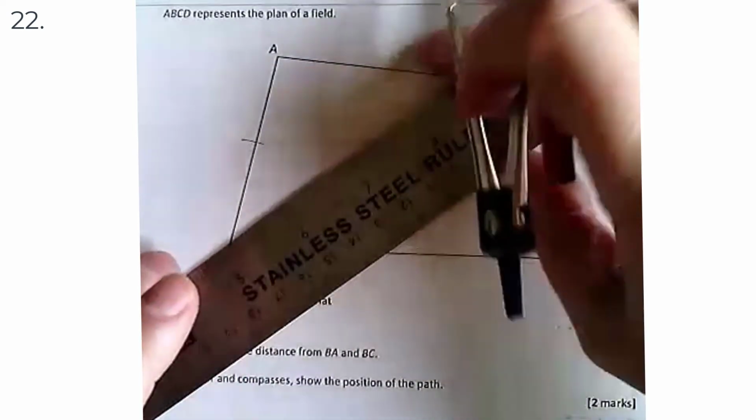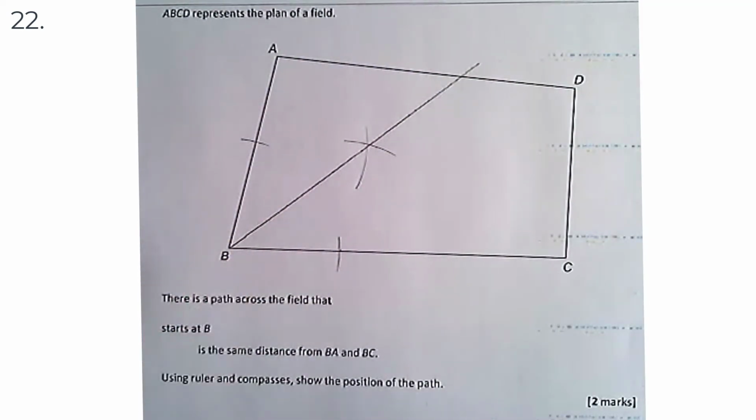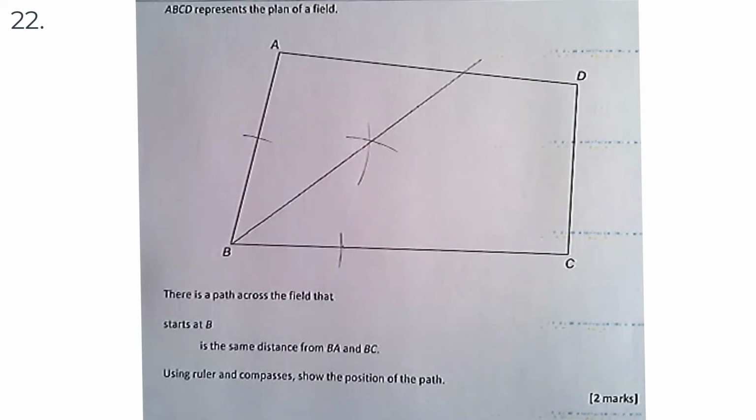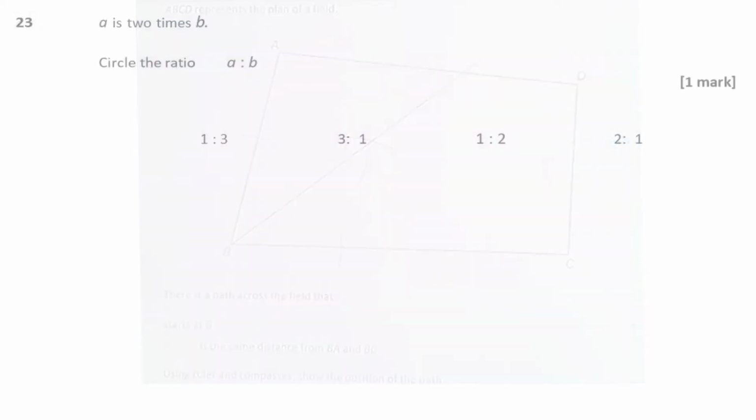Now don't rub out your construction marks. The construction marks need to be there in order for you to score the marks. So if you rub them out, you'll lose marks. Leave them there. They have to be visible, otherwise you won't score. All right, let's move on.